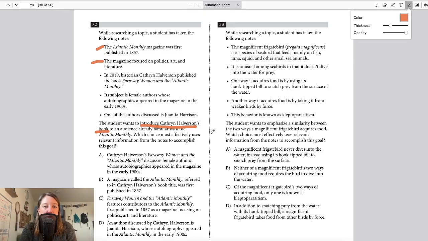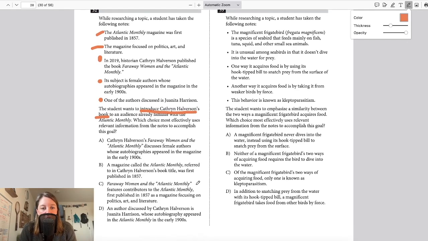In 2019, historian Katherine Halverson published the book Faraway Women and the Atlantic Monthly. Sure, so that introduces the book. We need that. Good. Its subject is female authors whose autobiographies appeared in the magazine in the early 1900s. All right, one of the authors discussed is Juanita Harrison. Okay, great. So let's take a look at our options. Katherine Halverson's Faraway Women in the Atlantic Monthly discusses female authors whose autobiographies appeared in the magazine in the early 1900s. True. Okay.